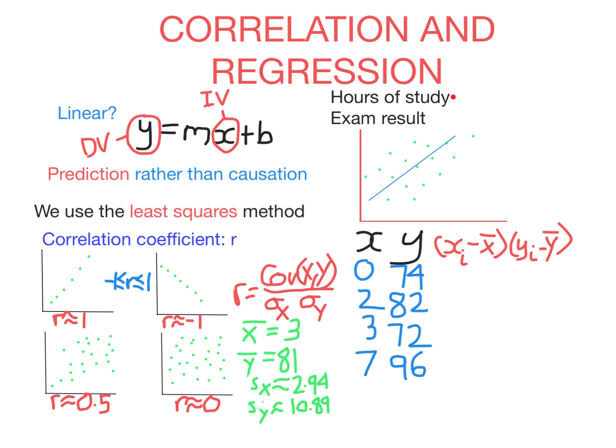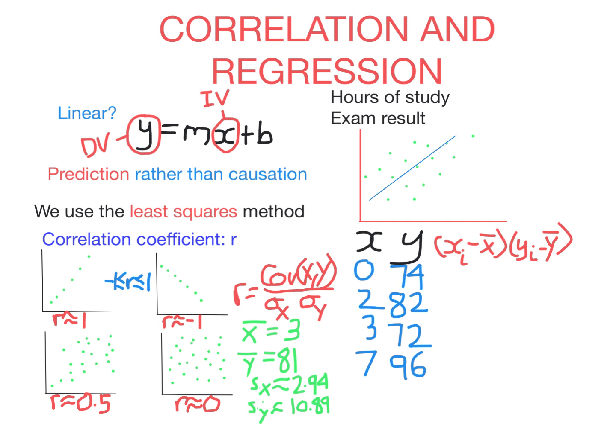It doesn't mean that this one causes the other. Of course, some people do well on exams without studying. Some people study a lot and don't do so well. So we're not looking at causation here. What we're going to do is look at how we come up with the equation of this line.